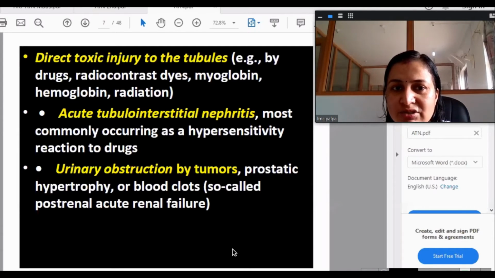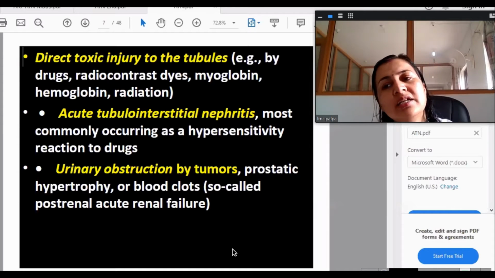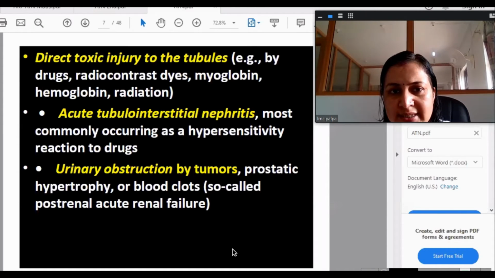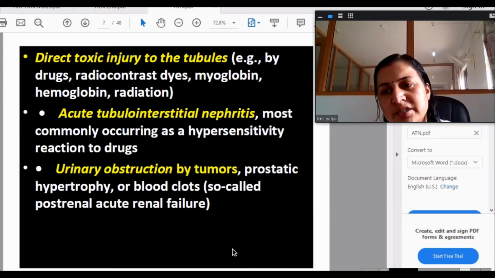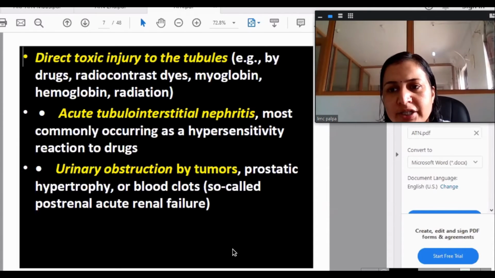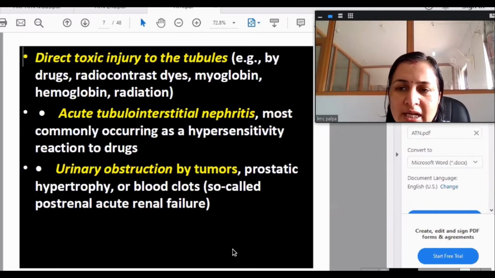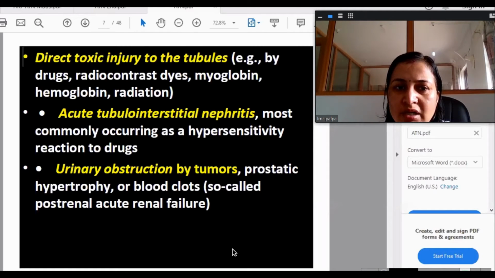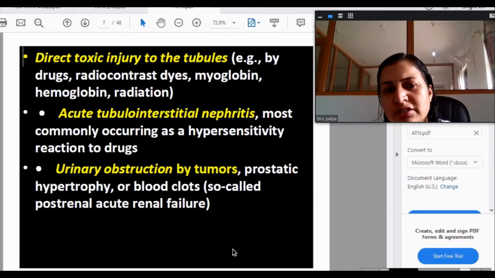The toxicity is caused mainly by drugs and some therapeutic agents or diagnostic agents like radio contrast dyes, and certain diseases like hemoglobinuria and myoglobinuria. This can cause excess amounts of hemoglobin and myoglobin, which can cause toxic injury in the respective diseases. Radiation, exposure to very high doses, whether therapeutic or from a bomb attack, or some diagnostic tests like high density CT scan, can all cause toxic injury to tubules and ultimately lead to toxic causes of ATN.